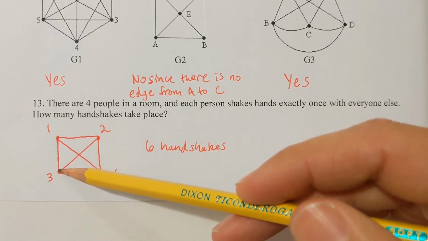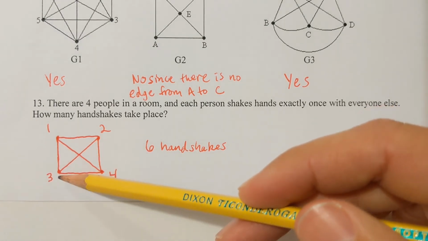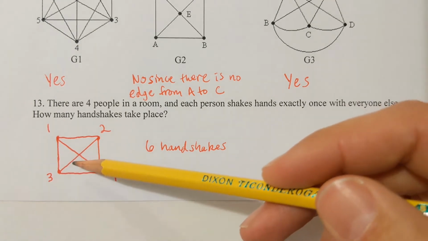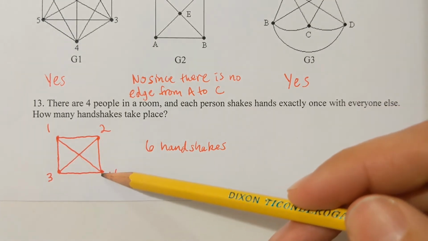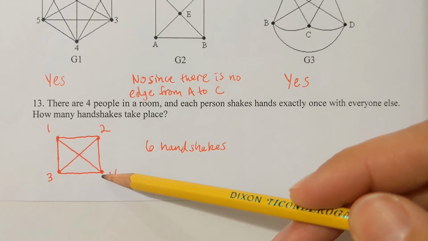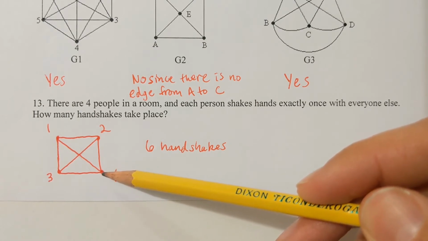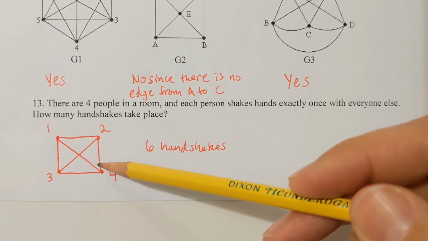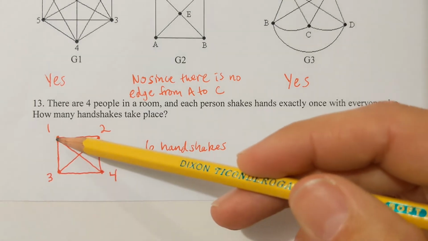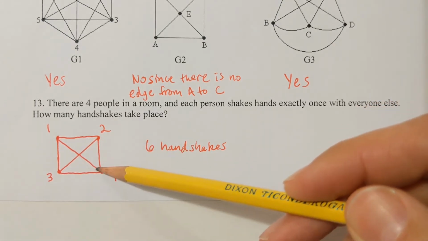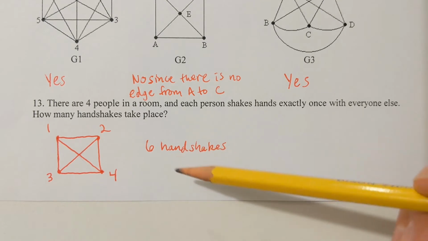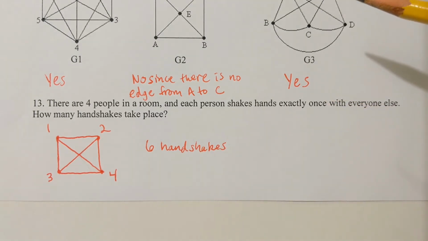And then vertex 3, I've already counted the one going from 1 to 2, so I have to count the one going from 3 to 4. That'd be 5 plus 1 is 6, and then vertex 4, I've already counted these 3 going from 1 and 2 and 3. Okay, so there'd be 6 handshakes that take place altogether.